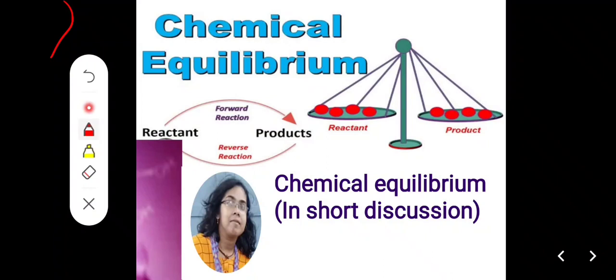That's why the same amount of product is produced from reactant, and equally the same amount of reactant is produced from product. So there is a forward reaction and a backward reaction. Both are possible and both are permissible. But some factors can influence this equilibrium.